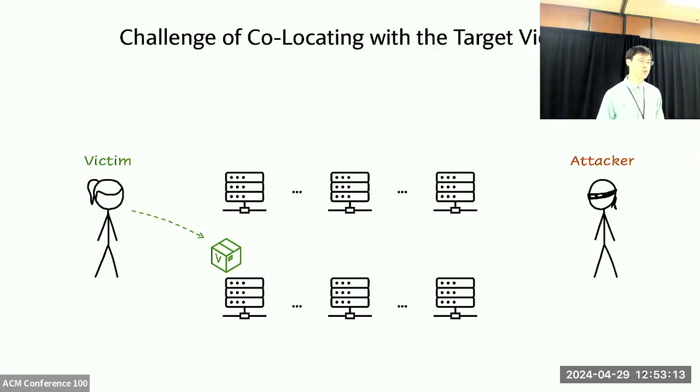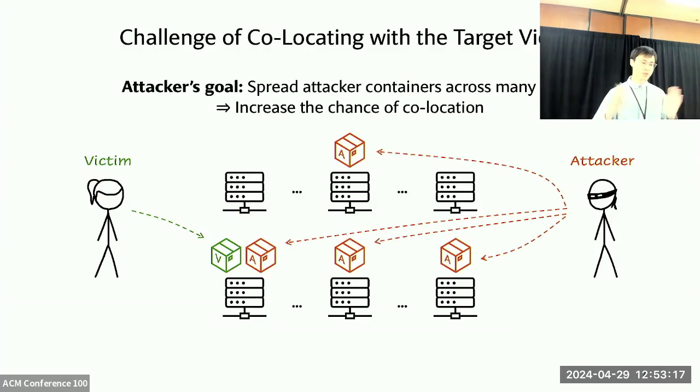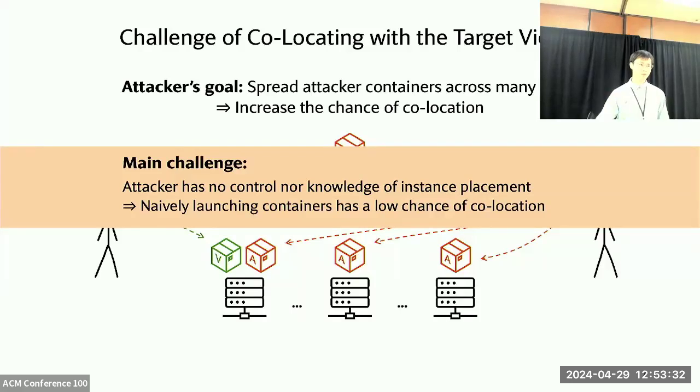So one potential strategy you can apply here is to send many requests so that they trigger many container launches, and hope that these containers spread across many different physical hosts, and that can increase the chance of co-location. However, that's hard, because as I mentioned before, the attacker has no control and no knowledge of how containers are placed in the cloud. As a result, naively launching these containers often has a low chance of co-location.